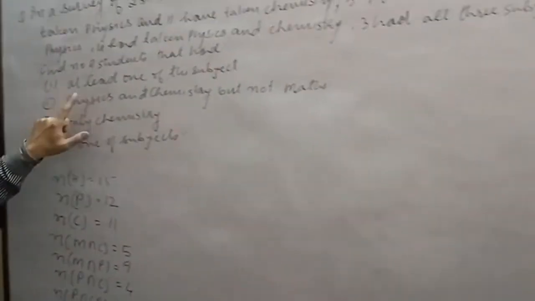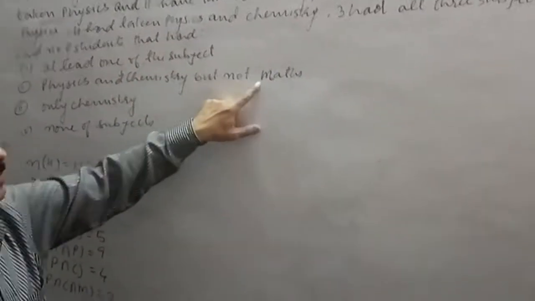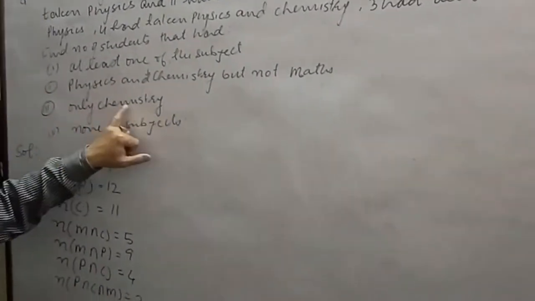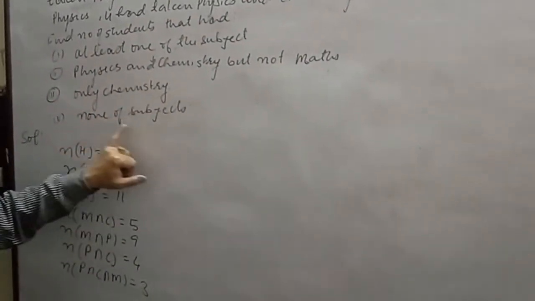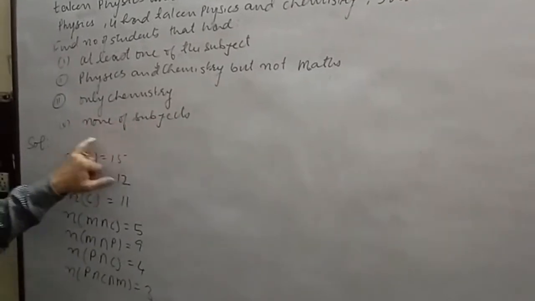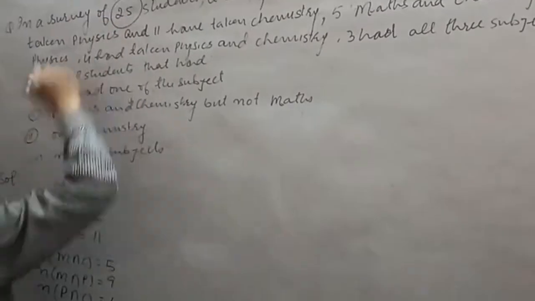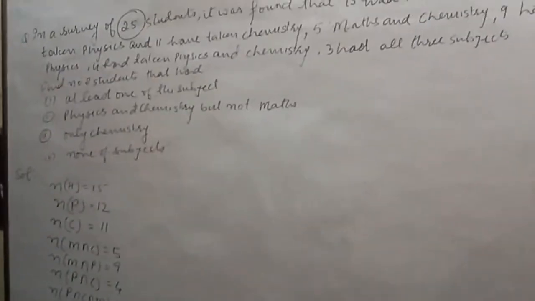In second part, physics and chemistry but not maths, and third, only chemistry, and fourth, none of the subjects, those who are not studying any one of the subject. Means this 25 is not union in this case. So we'll solve this question by a Venn diagram.